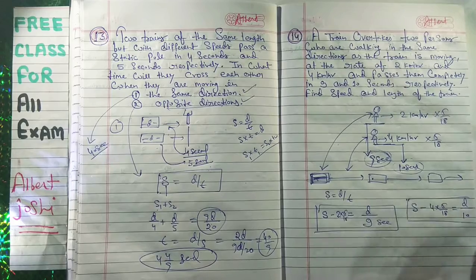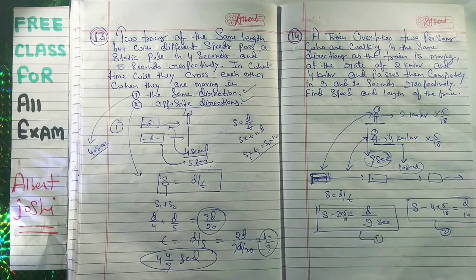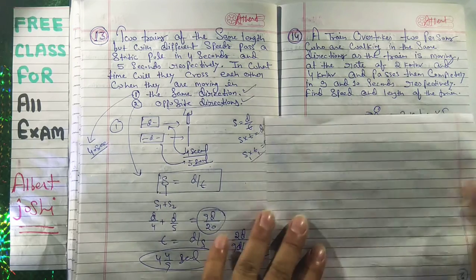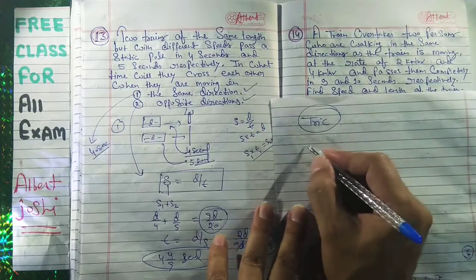Now you have two equations. This is equation number 1 and this is equation number 2. You have to solve them, then you will get the value of s and d. Very simple question. I will give you another example. If you want, I will give you one trick that will take only 2 or 3 seconds.